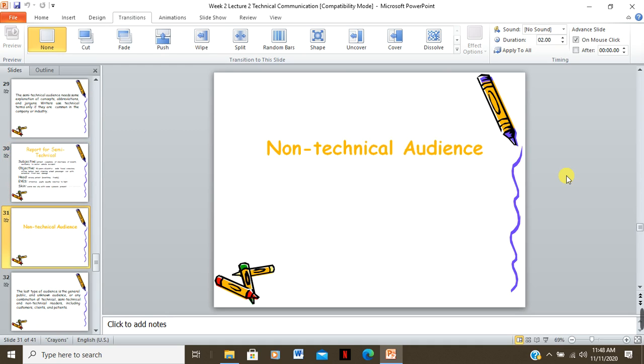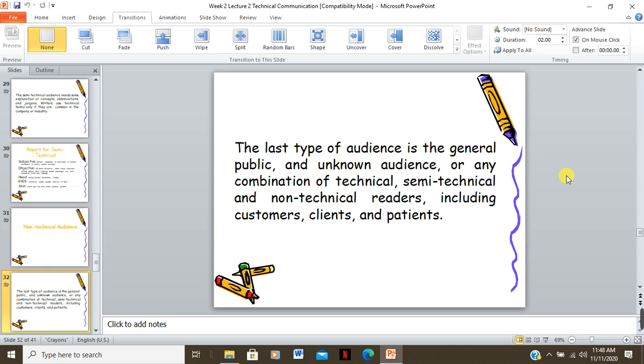If the same information is to be given to a non-technical audience, then it might have some other shape. The last type of audience is the general public and unknown audience, or any combination of technical, semi-technical and non-technical readers, including customers, clients and patients. Often, it is preferable to use the easiest language when you are speaking or writing. The easiest language is the most difficult thing to write. You must understand this, and the level of ease that you acquire in your writing with the passage of time is the outcome of great writers.